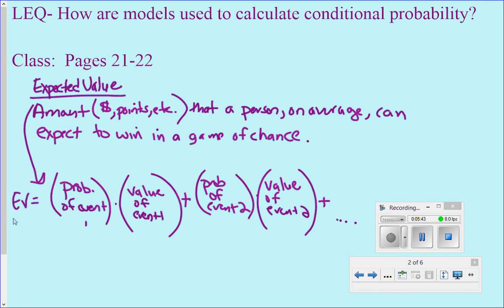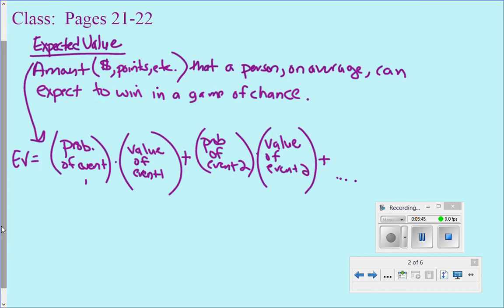Okay. Now, as I said, sometimes expected value will be points, sometimes it'll be money, it could be even other things besides that. The first problem we looked at with expected value is number 2 on page 21, and that deals with money. So when you're dealing with money, obviously you're going to have a dollar sign, and you'll round to the nearest cent if you need to.